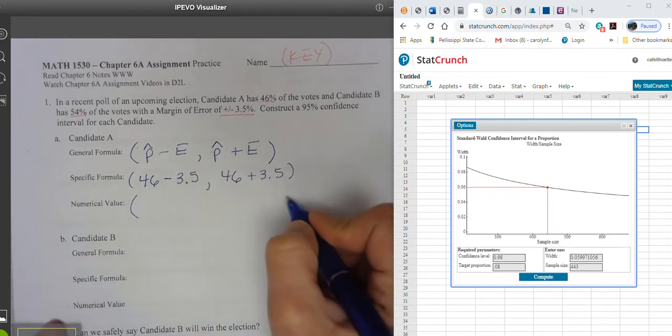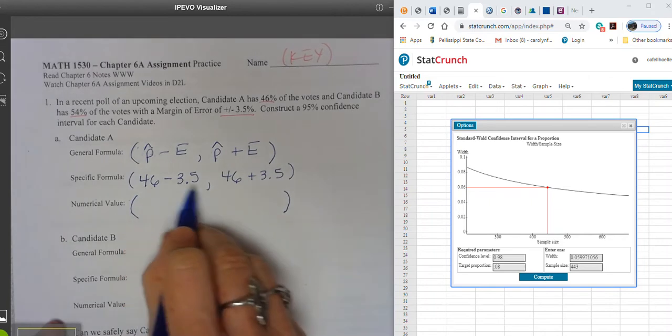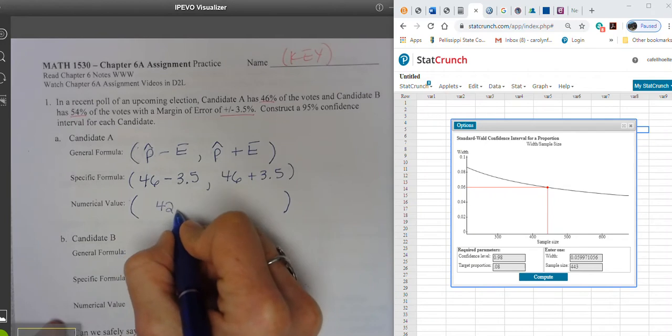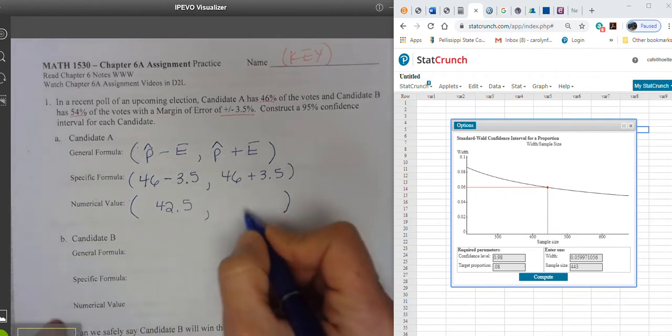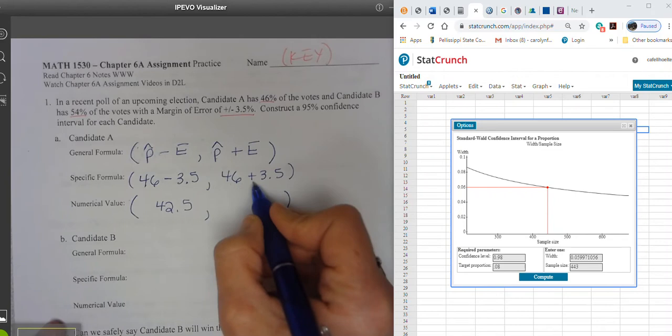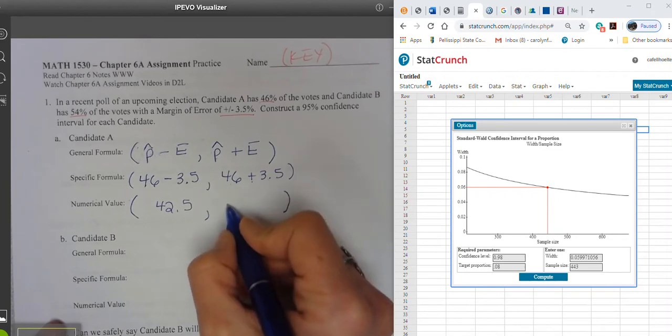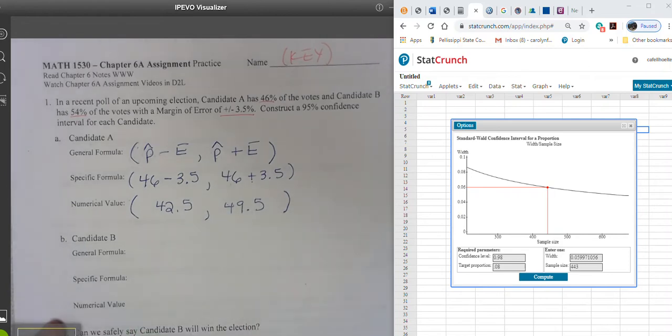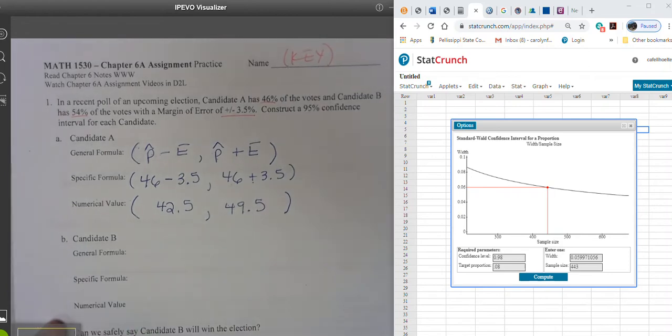So to get our actual confidence interval, the lower limit is 46 minus 3.5%, which is 42.5%. The upper limit is 46 plus 3.5, which is 49.5. So this is our confidence interval, and this means that we are 95% confident that the true proportion of voters that would vote for candidate A is somewhere between 42.5% and 49.5%.